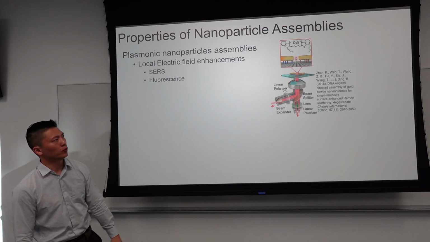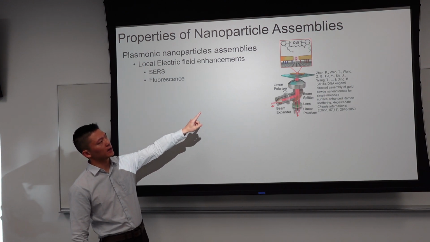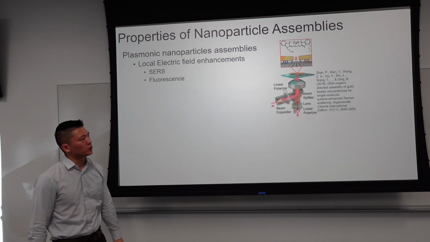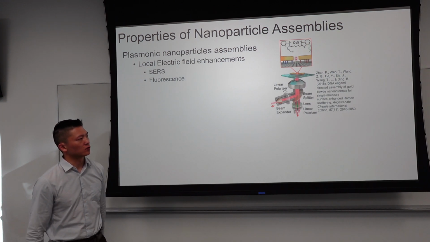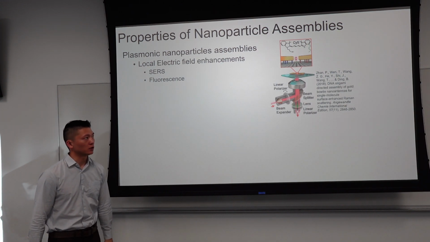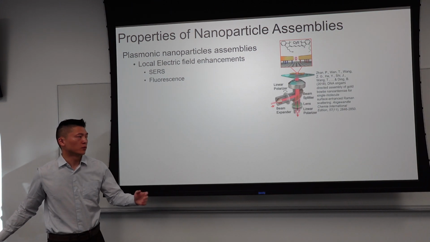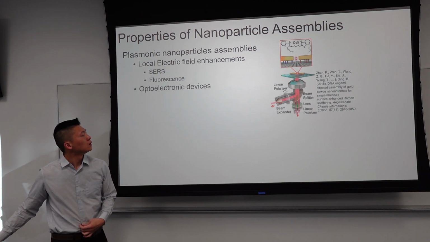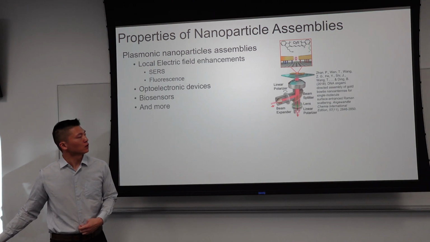And here I just show an example. Two assembled gold nanoparticles with a tiny nanoscale gap here. They were able to place a molecule in between these nanoparticles, and because of this, they were able to use surface-enhanced Raman spectroscopy and achieve single molecule detection, which is very difficult to do. They wouldn't be able to do this without the assembly of the nanoparticles. There are a lot of other applications: optoelectronic devices, biosensors, and more.